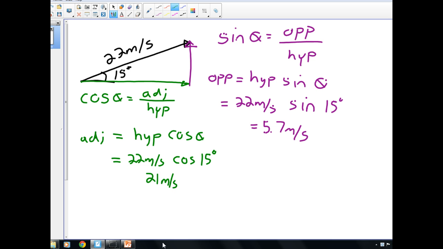So what we've done here is we've taken the initial velocity and broken it into its components, its vertical component and its horizontal component. In other words, we've taken a vector and broken it into its sides.